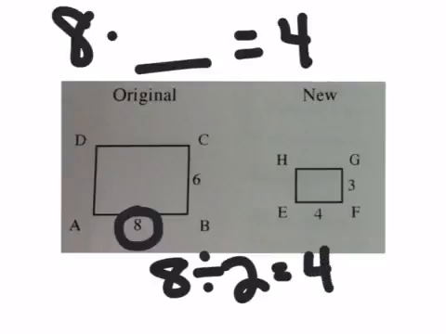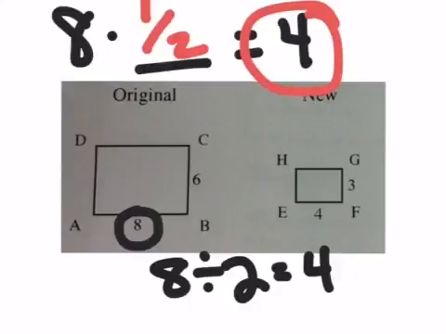What is the same as dividing by 2? I'm hoping you're thinking that it's multiplying by 1/2. 8 times 1/2 is 4. So the new shape is half the size of the original shape.